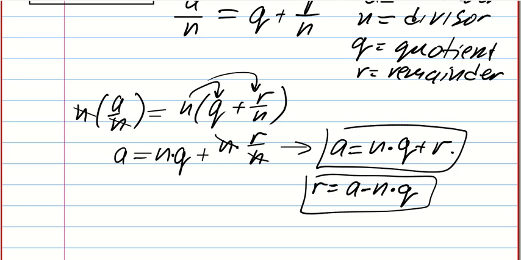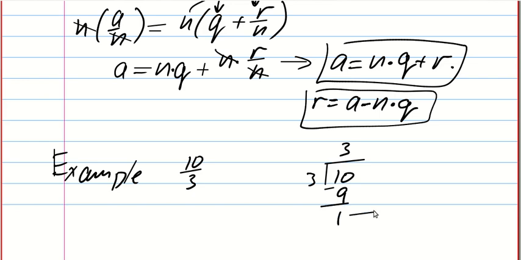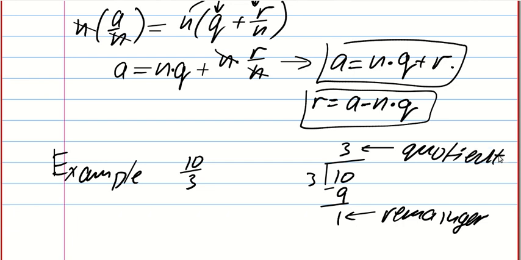So let's quickly do a short example. If we take number 10 and divide by 3, we can divide using long division. 3 goes 3 times, we put 9, we subtract, we get 1. This is the remainder. This is the quotient. All right. So that means that 10 can be written as 3 times 3 plus 1, where 1 is the remainder.